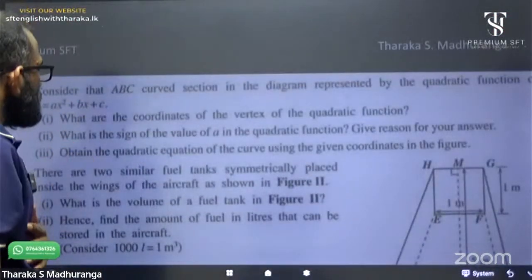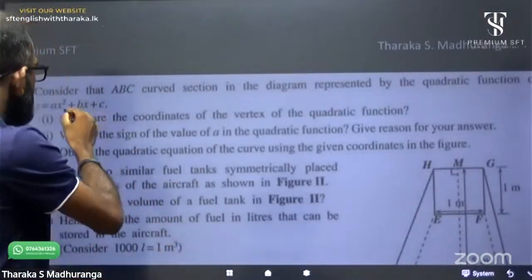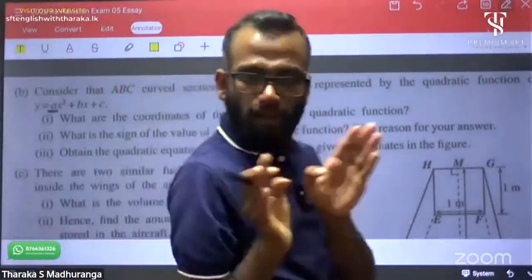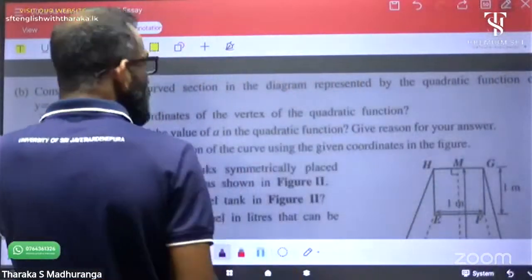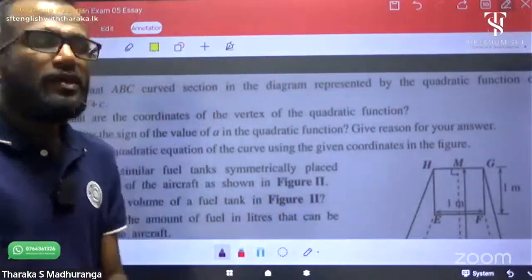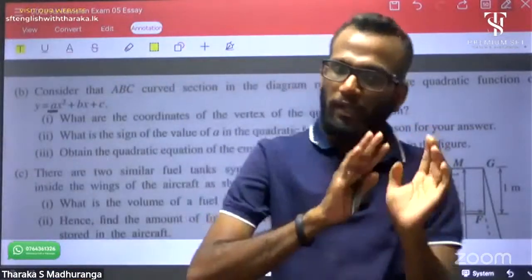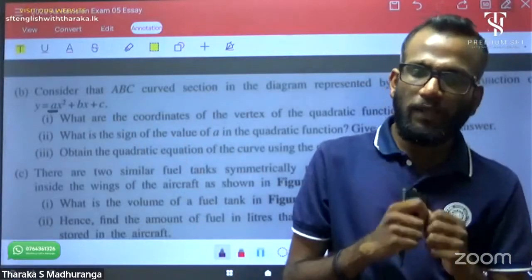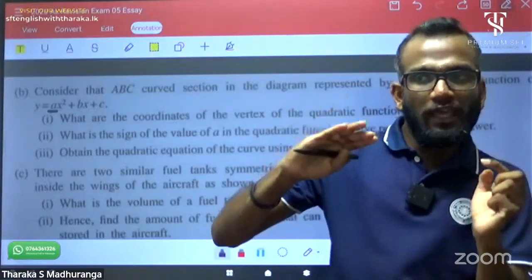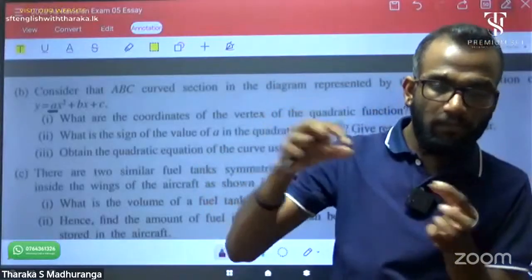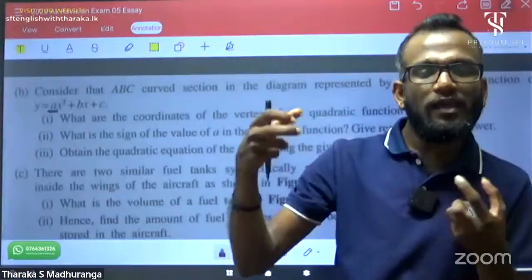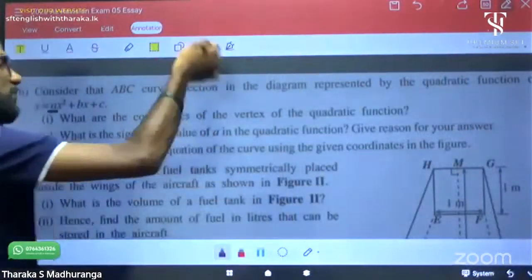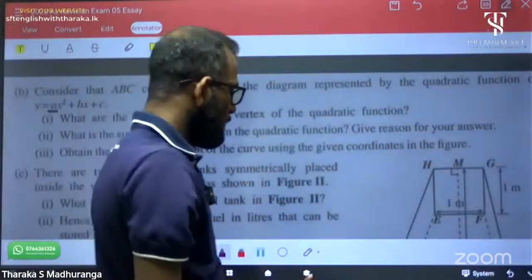Okay. Next one, what is the sign of the value of A? Sign means plus or minus, positive or negative, in the quadratic function, and give the reason for your answer. Is it maximum or minimum? It's a maximum one. Therefore the A value is negative, as we already discussed. If the A sign is minus, it is a maximum curve. If the A value is plus, it is a minimum curve. Now the curve is maximum, so the A value is negative.